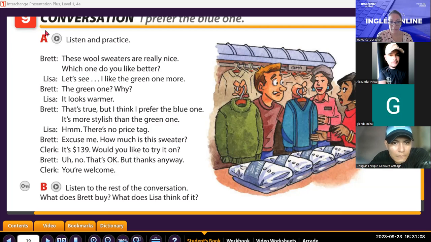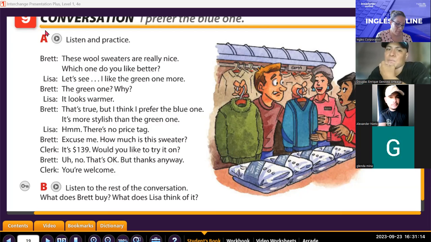These wool sweater are really nice. Which one do you like better? Let's see. I like the green one more. The green one? Why? It looks warmer. That's true, but I think I prefer to the blue one. It's more solid than the green one. There's no price tag. Excuse me, how much is this worth? It's 139. Would you like to try it on? Oh, no. Thanks, okay. But thanks anyway. You're welcome.